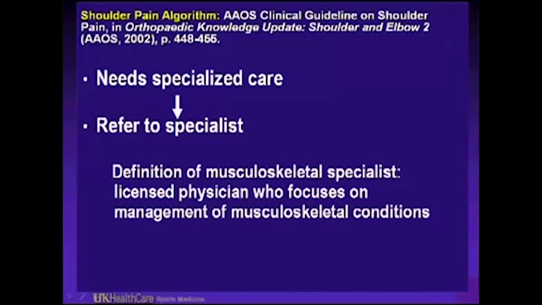So in this algorithm, if it needs specialized care, refer to a specialist, get a consult. Definition of a musculoskeletal specialist: it's a licensed physician who focuses on management of musculoskeletal conditions. It's going to be a sports medicine fellowship trained primary care physician, orthopedist, or physical medicine rehabilitation physician. But the bottom line is refer them, get the consult before doing a workup that may not be necessary.